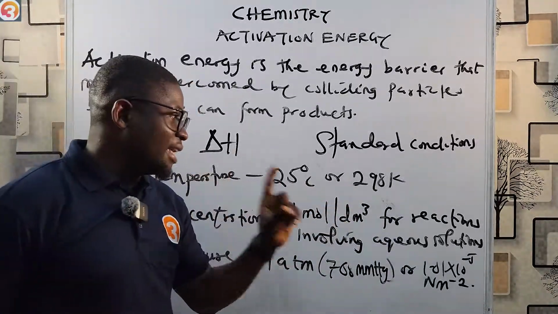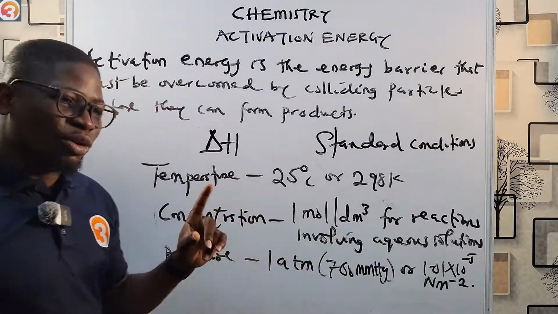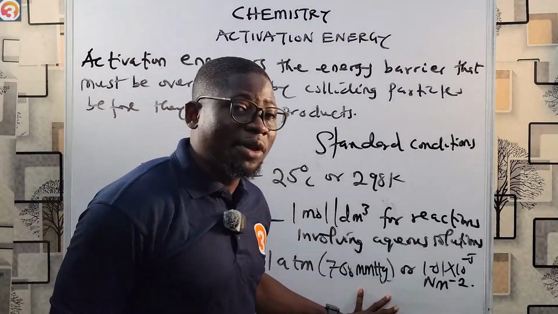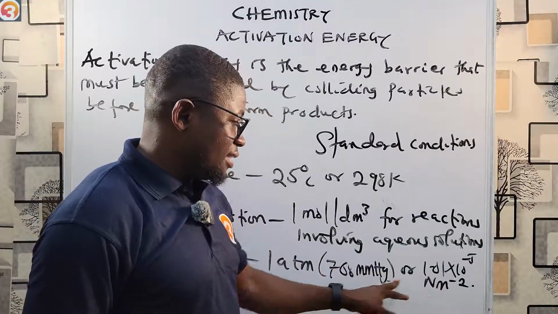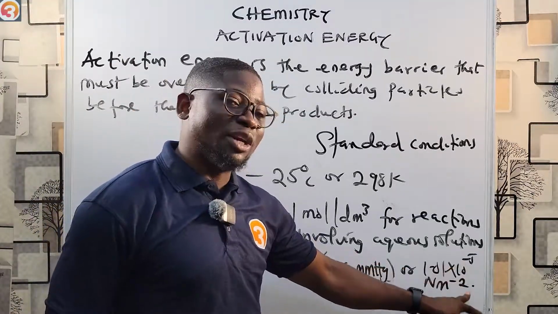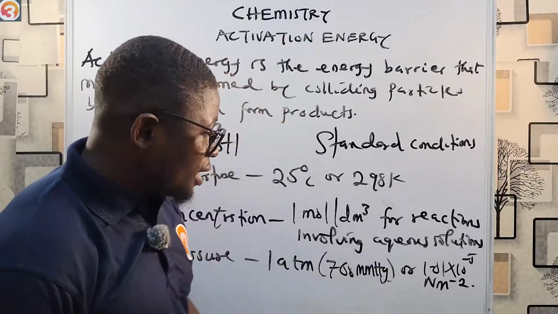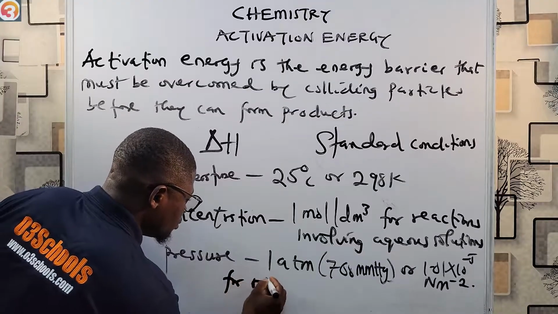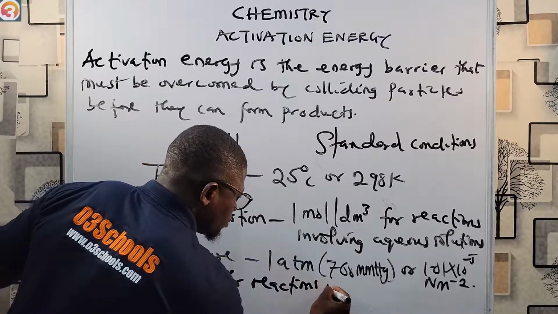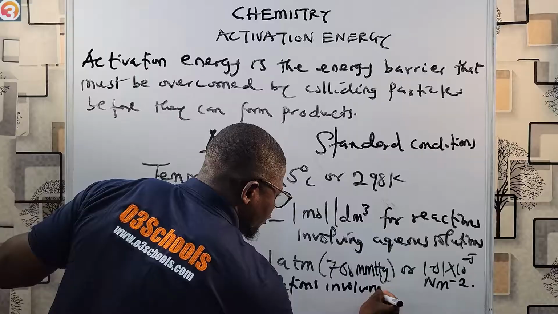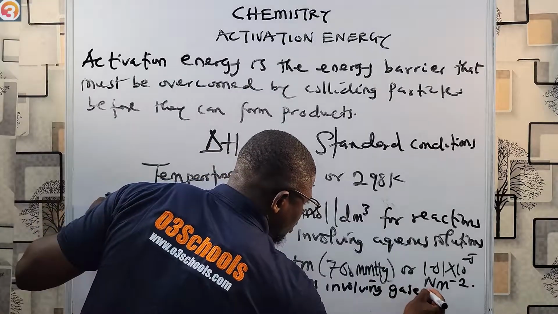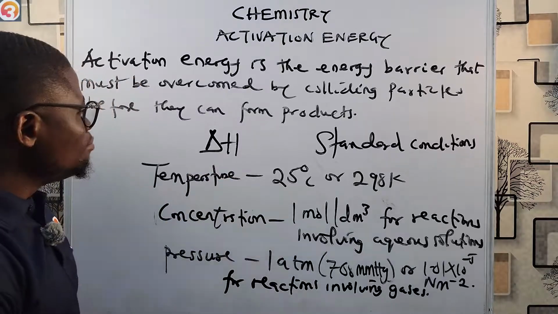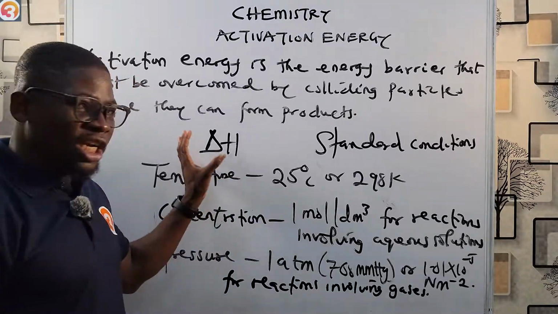Concentration is 1 mole per dm³ for reactions involving aqueous solutions, and pressure is 1 atm, that is 760 millimeter mercury, or in Newton per meter square, the same thing as 1.01 times 10 to the power 5 Newton per meter square. This one is for reactions involving gases.